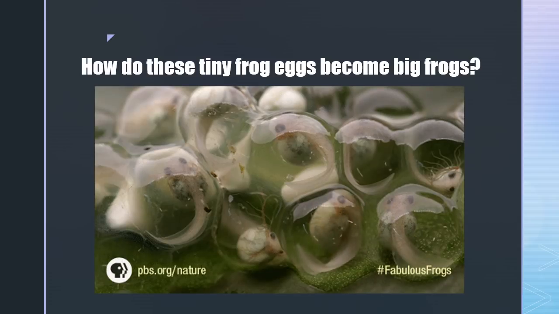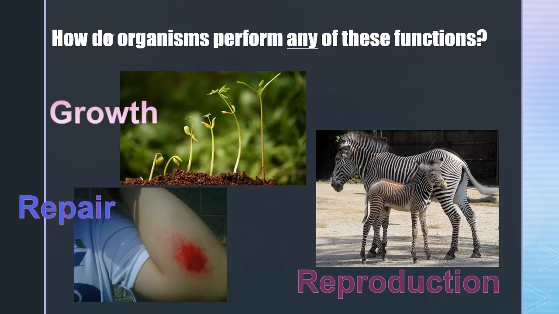Let's begin. One of the big ideas to think about in this lesson is growth. How do these little tiny tadpoles grow into big frogs? And also think about any of these questions. How does a living organism grow? How do you repair injuries? You know, when you cut yourself, your body fixes that. How does that happen? And then, of course, what we've been talking about is reproduction. How do you make a new baby?